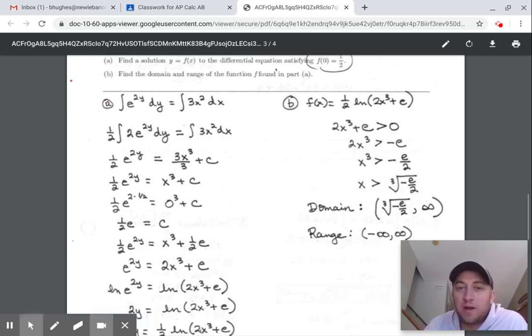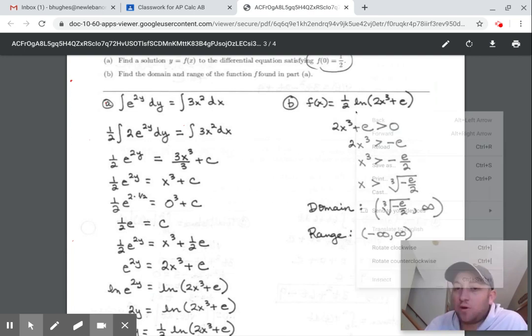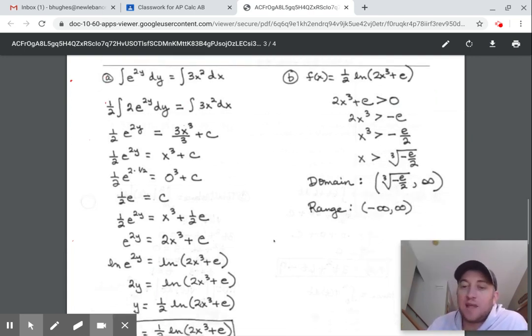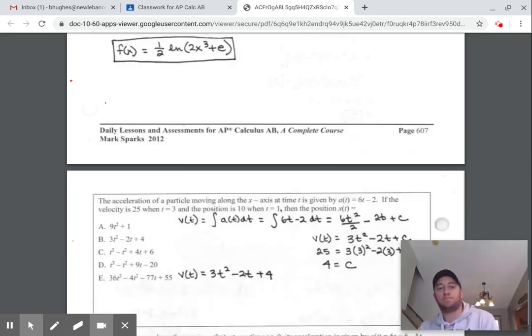Find the domain and range of the function. The domain of a natural log function is going to be where the argument is greater than 0. So I can just set that greater than 0, solve, and then write my domain. And just a reminder about natural logarithms, or all logarithms in general, the range is always negative infinity to positive infinity.